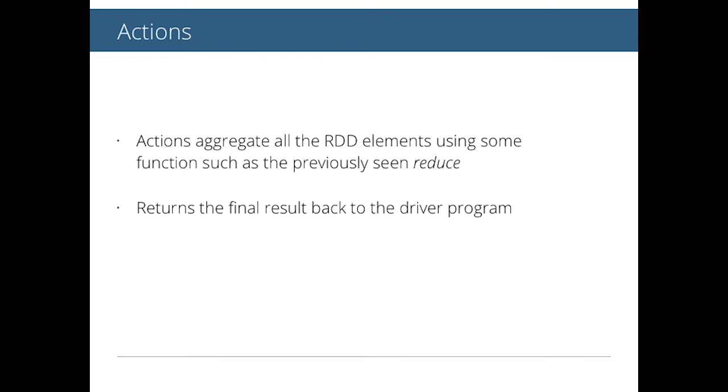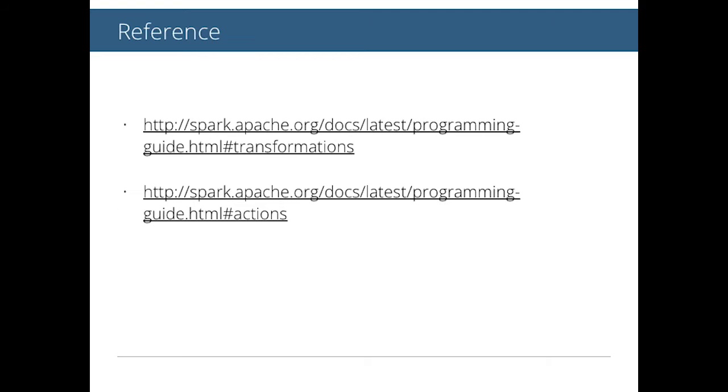Actions aggregate all the RDD elements using some function such as the previously seen reduce. Actions return a final result back to the driver program. You can see the latest transformation functions and action calls at these URLs, and I'll include this as a link in the section closing notes as well. So with this introduction, let's get into some more examples of transformations and actions.